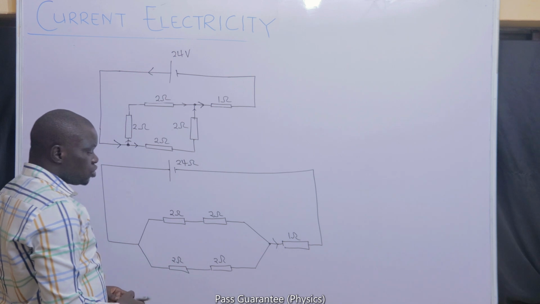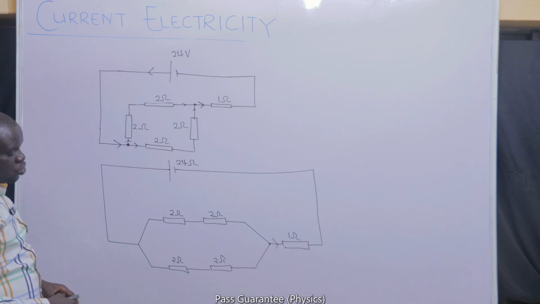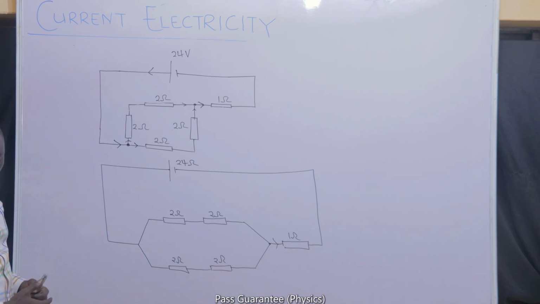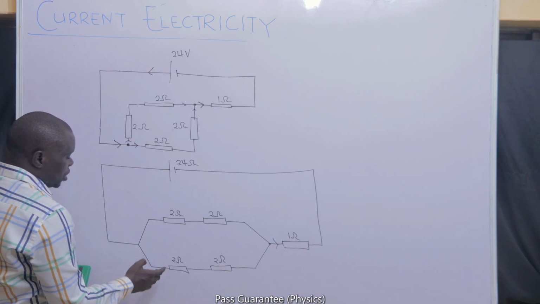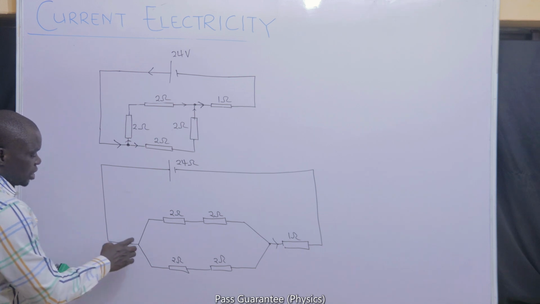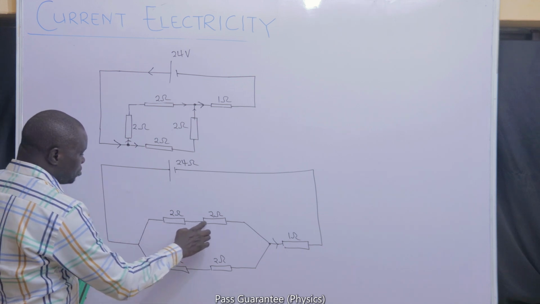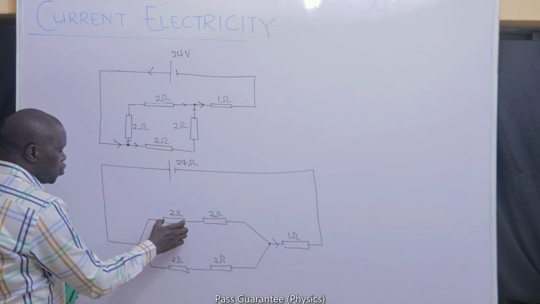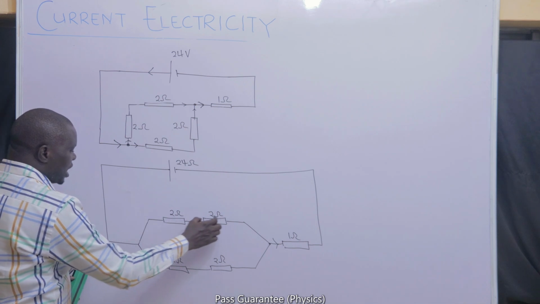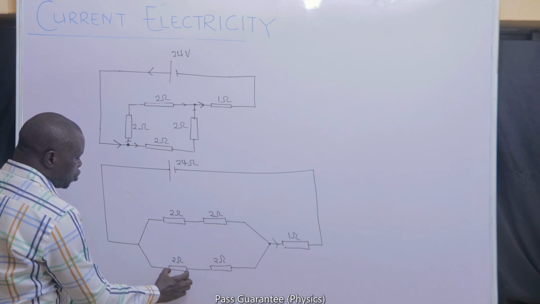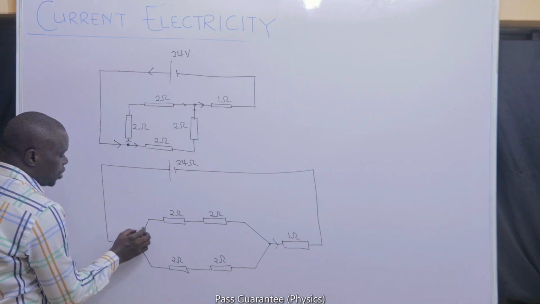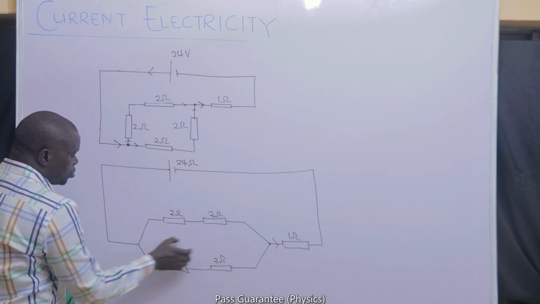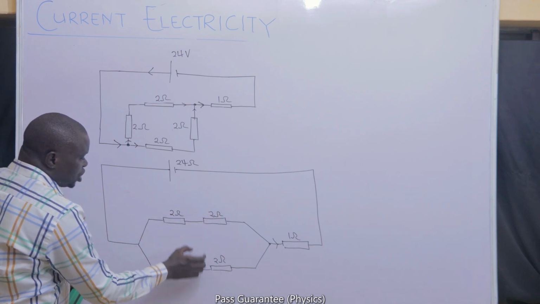The first thing I need you to do is to find the total resistance. Let us get the total resistance. Now, this is meant to be a parallel connection. The only difference now is that on this branch, we have a 2 ohm and another 2 ohm joined together in series. We have another 2 ohm and 2 ohm joined together in series. So we have two 2 ohm resistors in series on each branch.